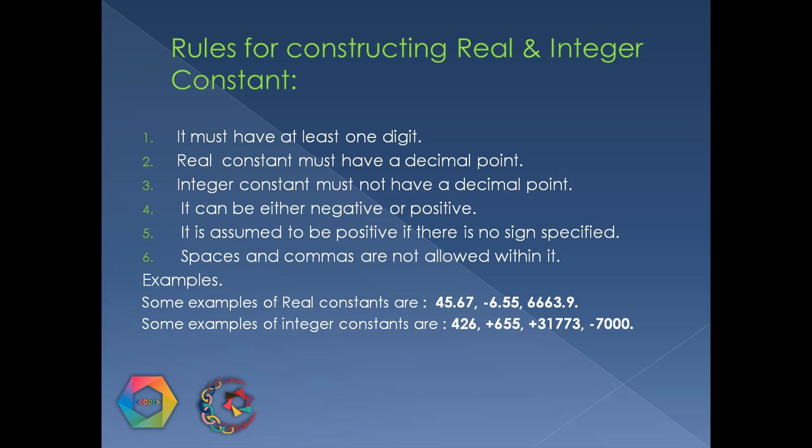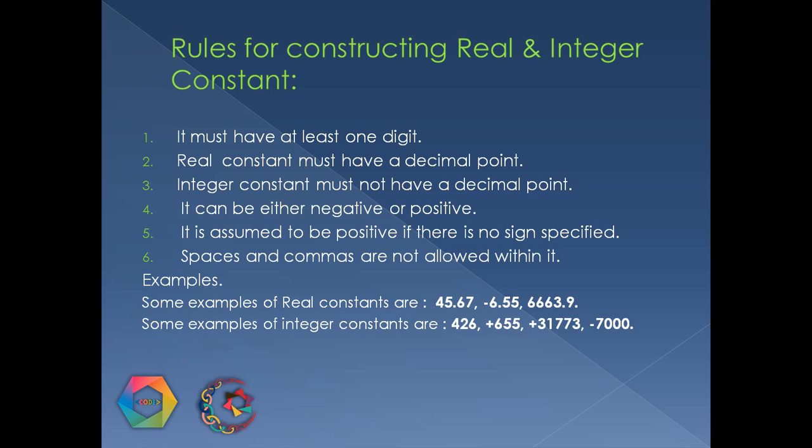Now, rule number 3 is related to integer constants. It says that integer constants must not have a decimal point. Integer constants are numbers which can either be positive or negative, but they cannot have any fractional values. We cannot assign a value like 5.50, 5.99 or 6 point something to integer constants.